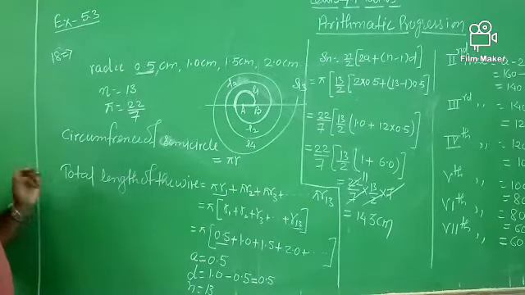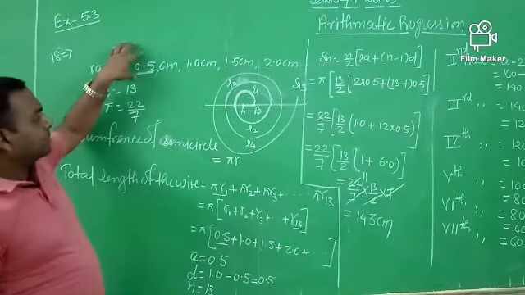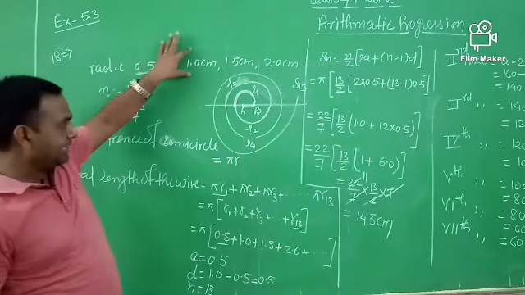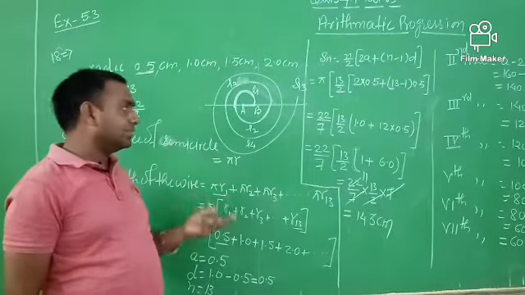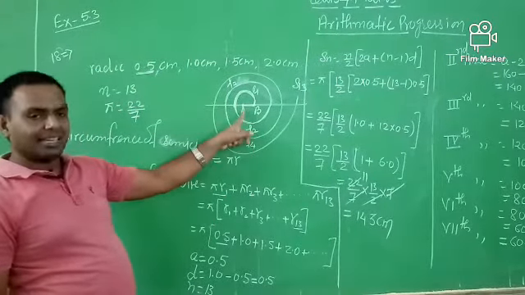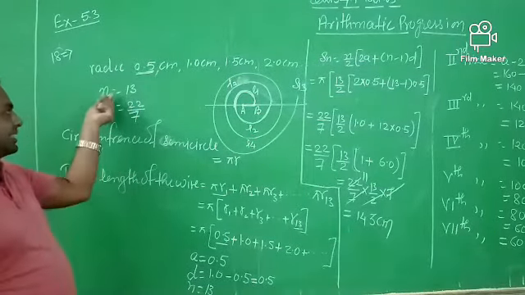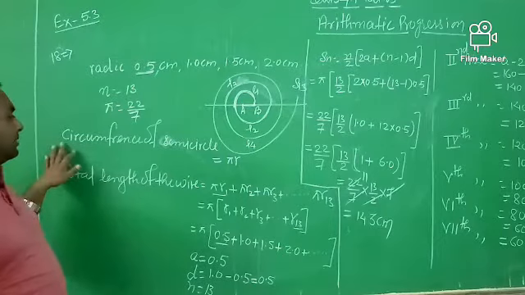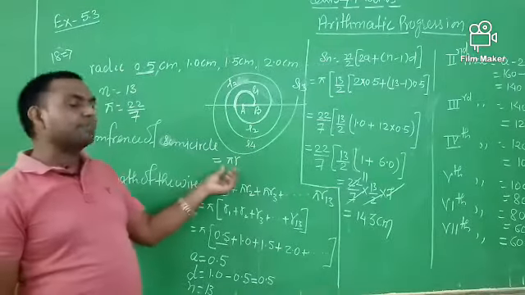Okay, I think all of you understand. I repeat this question again. Here the spiral is given with radii of 0.5 centimeter, 1 centimeter, 1.5 centimeter and 2 centimeter, of a semicircle, not a full circle. So I draw the figure of the semicircle where the center is A. You see there are a total of 13 semicircles, so n is equal to 13, and the value of pi given in the question is 22/7. So you apply the formula for the circumference of a semicircle, which is pi r.